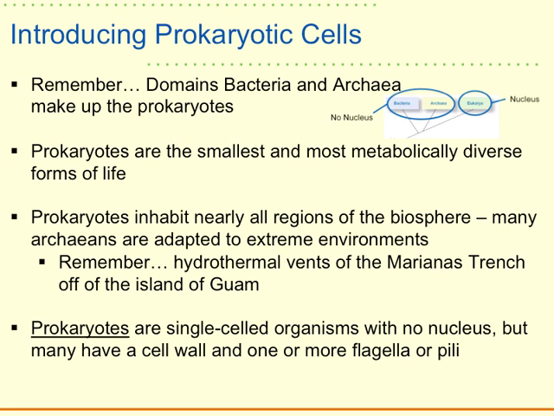So prokaryotes are the smallest and most metabolically diverse forms of life. They inhabit all regions of the biosphere. Many of the archaeans are adapted to really extreme environments. So the hydrothermal vents that are in the ocean, like off of the Marianas Trench, off the island of Guam, there's lots of archaeans that are inhabiting there. So prokaryotes are single-cell organisms with no nucleus, but many have a cell wall or one or more flagella or pili.